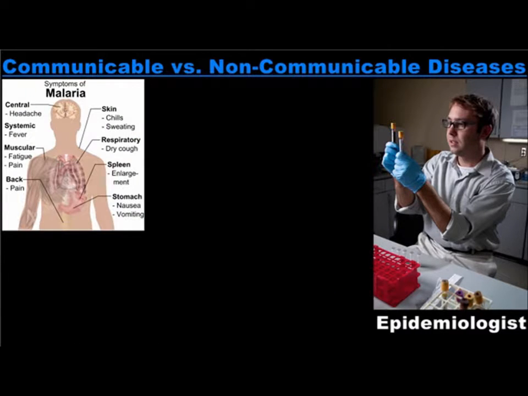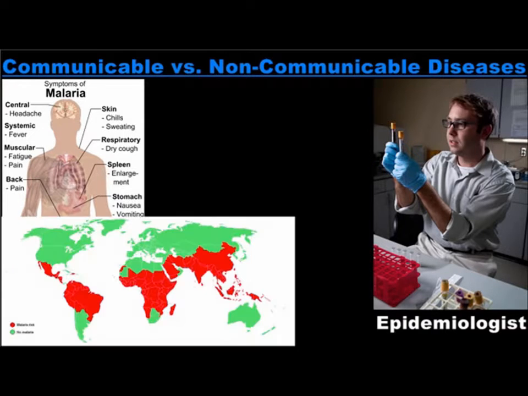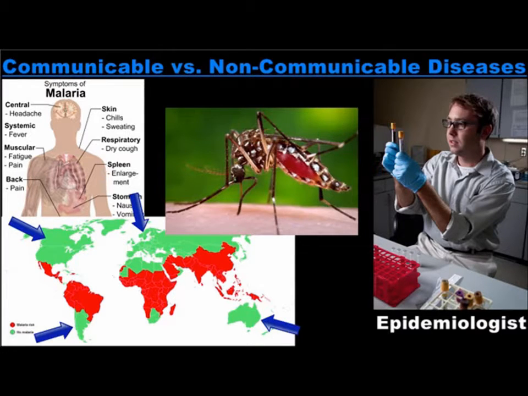Malaria, for example, is a communicable disease that is endemic to the tropics. Certain places in Africa, Asia, and Central and South America have ongoing problems with this disease. Other areas that are cooler and drier do not experience many cases of malaria because the environment is not ideal for the mosquitoes that spread it.